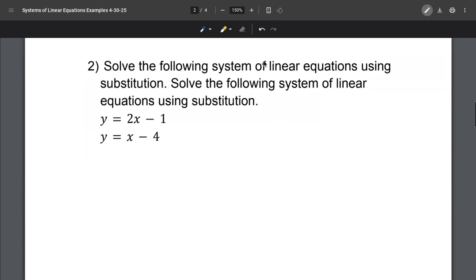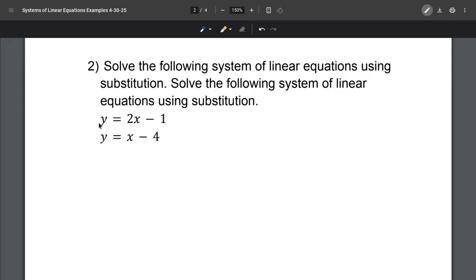And you notice here I copied "solve the following system of linear equations using substitution" again. I'm going to put this part in Spanish using Google Translate. That was just a mistake. So the one on Teacher Pay Teachers will have the Spanish here as well.